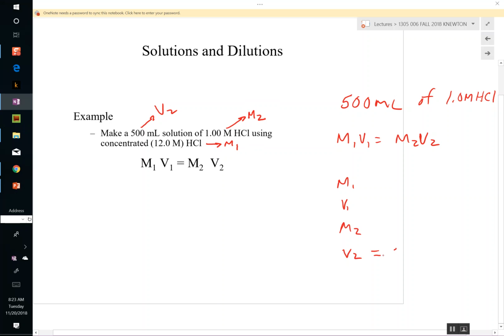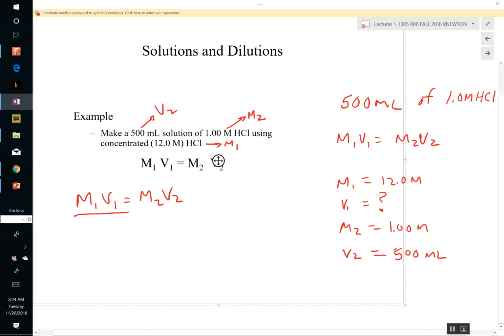So this is 500 milliliters. This is 1 molar. This is 12 molar. And you don't see it asking you right there, but basically this is what you have to find out. If I want to make that solution, I need to figure out how much concentrated HCl to start with. So M1 times V1 equals M2 times V2. V1 is our unknown, so I'm going to divide this side of the equation by M1.